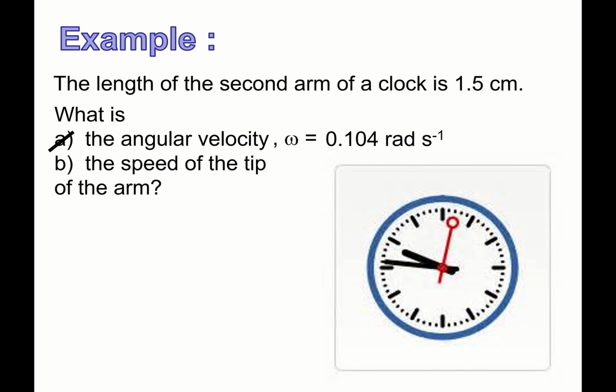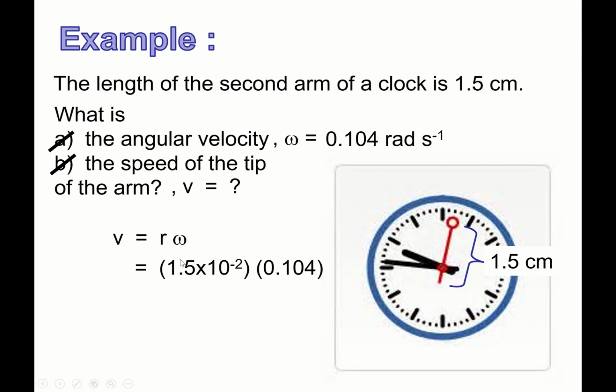Next, we are going to determine the speed of the tip of the arm, v. Using the equation v equals r omega, the radius of the second arm here is 1.5 centimeter, given in the question. So we substitute r and omega into the equation. We get velocity equals 1.56 times 10 to the power of -3 meter per second.